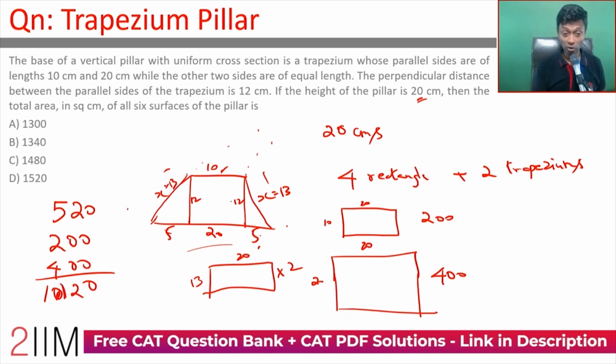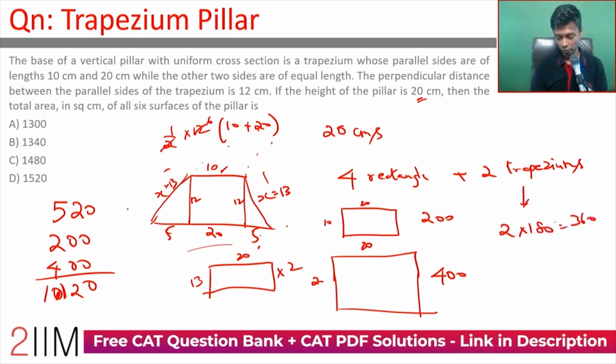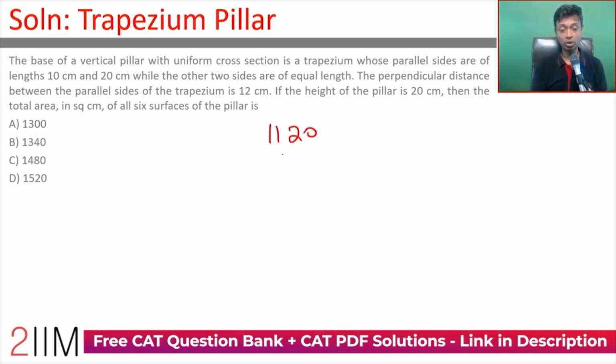So far we have not accounted for this trapezium. This trapezium into 2 is what we need to account for. And area of this trapezium is half into 12 into 10 plus 20, sum of the 2 sides. Right? So 10 plus 20 is 30, 6 into 30, 180. The 2 trapeziums, area would be 2 into 180, which is 360. So we're looking to add 1120 with 360, we'll get 1480.